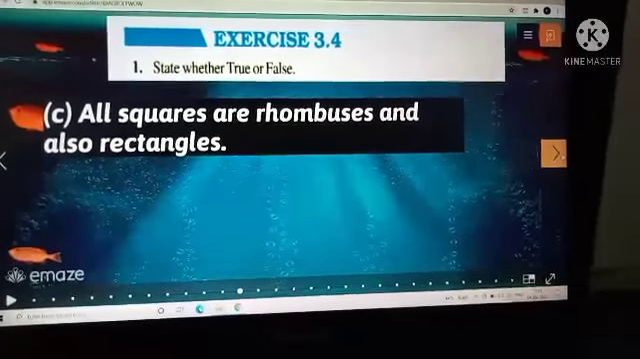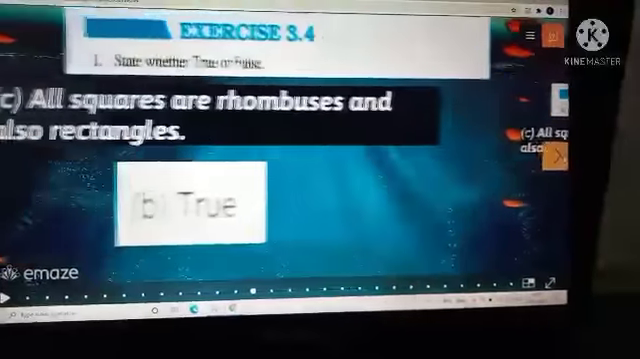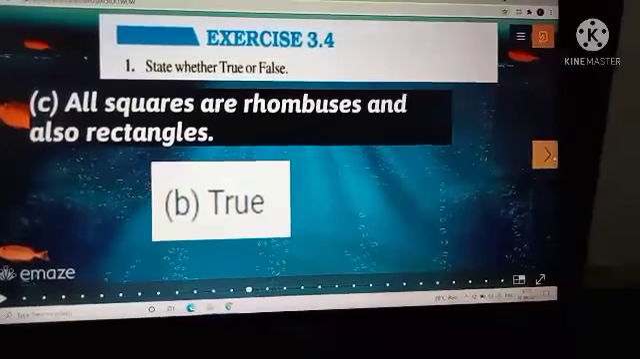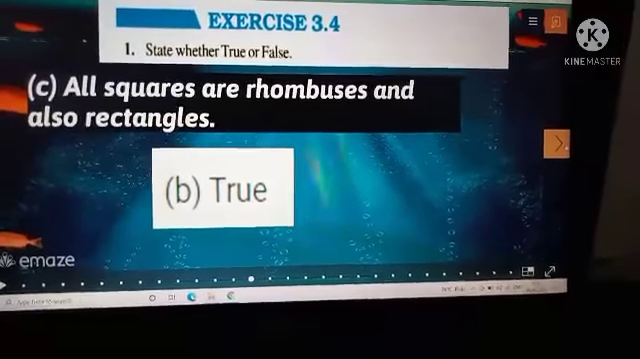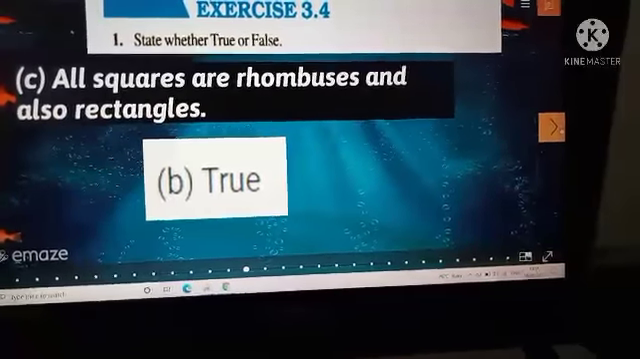All squares are rhombuses and also rectangles. What do you think? It is true. All squares are rhombuses and all squares are rectangles also. The inverse is not possible, but all squares are rhombuses and also rectangles.